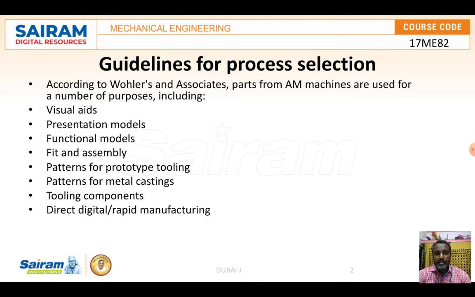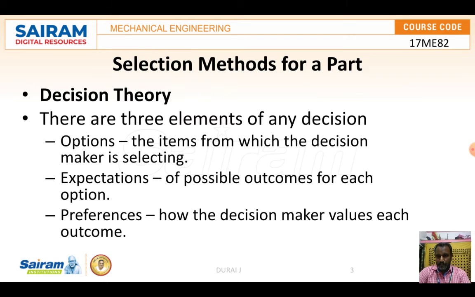Before going to see the selection method of additive manufacturing parts, we're going to discuss the guidelines for process selection. According to Fowler and Associates, the parts for AM machines are used for a number of purposes, including visual aids, presentation model, functional model, fit and assembly, pattern and prototype tooling, patterns for metal casting and tooling components, direct digital rapid manufacturing. So according to this, it will be used here.